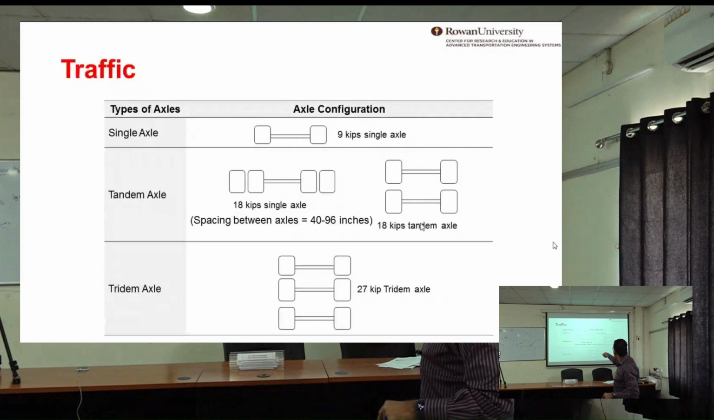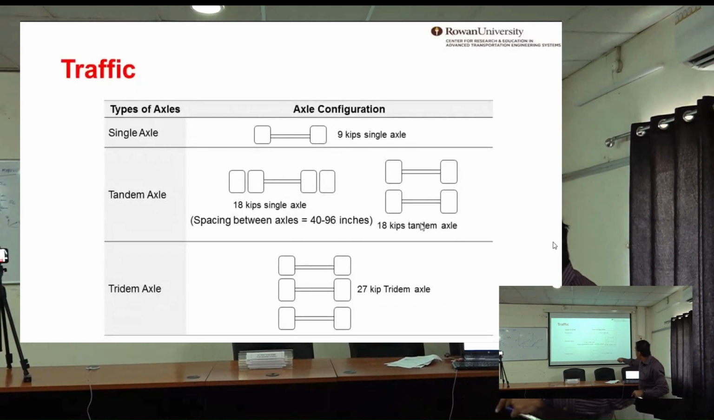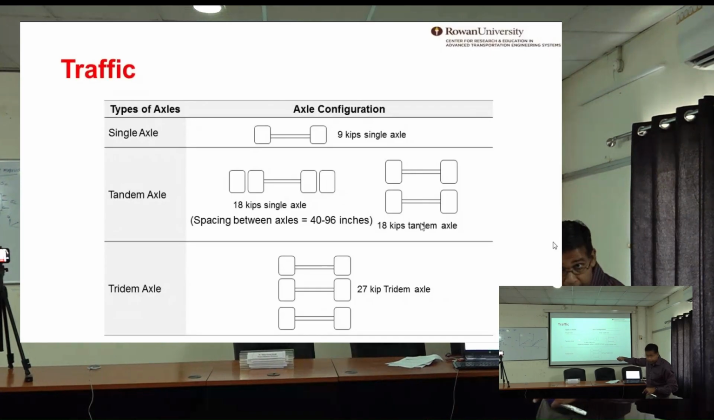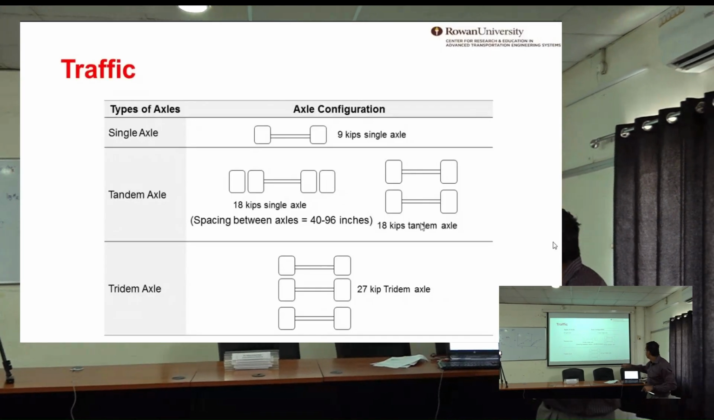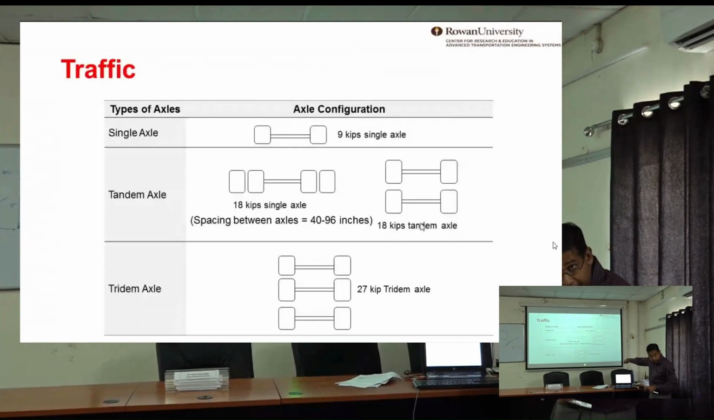Right here, the 9-tip single axle, this is 18-tip single axle, right? This is the spacing I'm concerned about. Everybody understand that, right? And then you have 26-tip trident axles. You see certain trucks are very heavy, and you have three wheels.